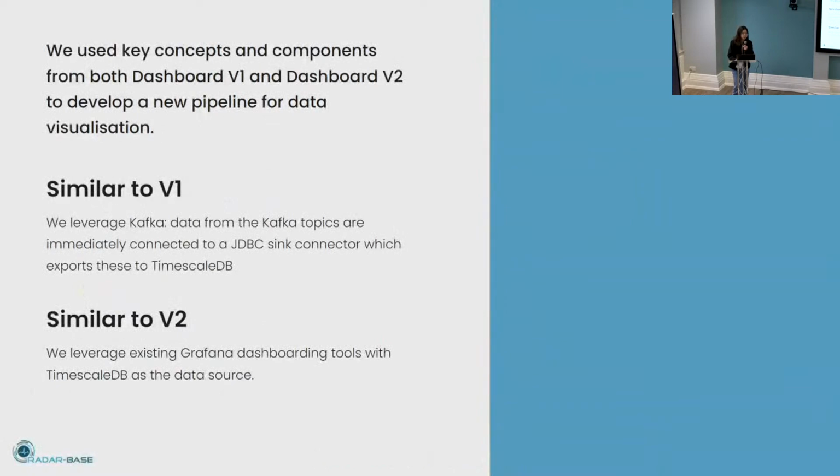So we used key components from both the first version of the dashboard and the second version to develop a new pipeline for data visualization. Similar to version 1, we leverage Kafka. Data from the Kafka topics are immediately connected to a Kafka sink connector, which exports the data to a TimescaleDB database. And similar to version 2, we leverage existing Grafana dashboarding tools with TimescaleDB as the data source.